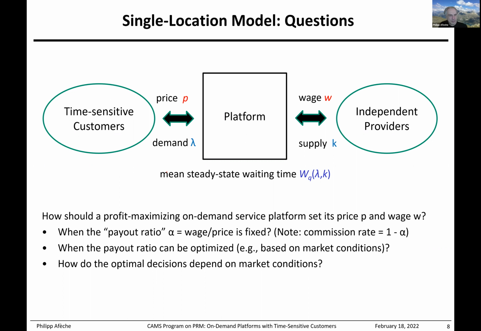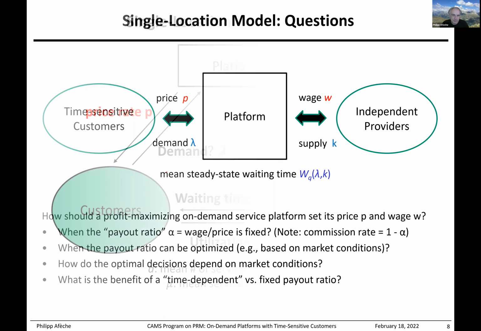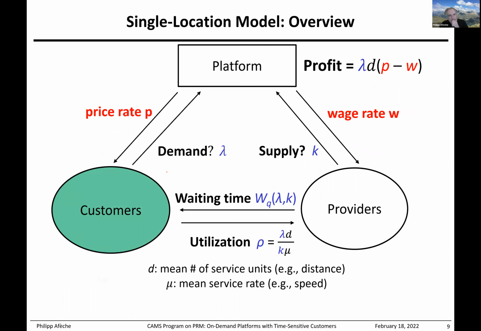So this is to be clearly distinguished from faster state-dependent dynamic pricing, where you respond to stochastic fluctuations in queue lengths and so on. And then, obviously, an obvious question is, what is the benefit of making the payout ratio dependent on which hour or which demand regime you operate in? So this is a picture of the different model components, and I'm just going to spend a few minutes on each component.